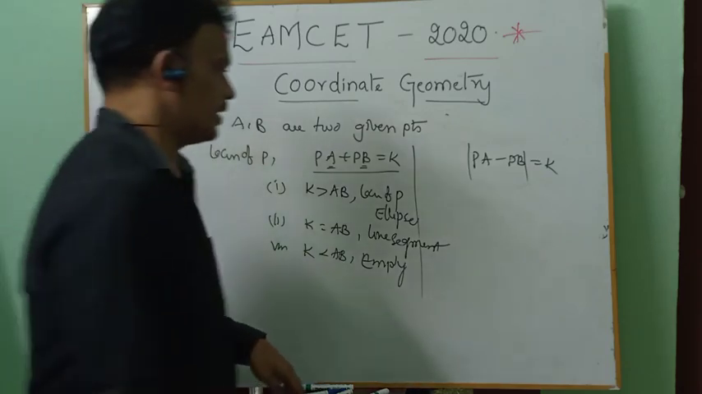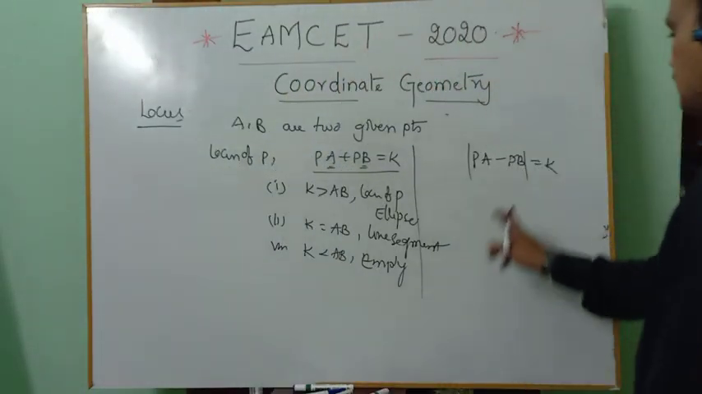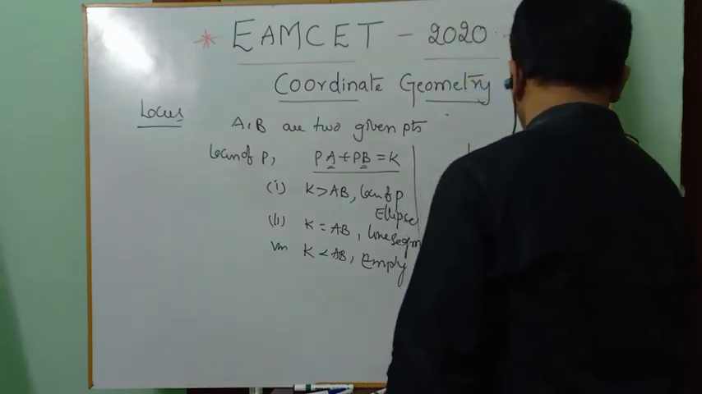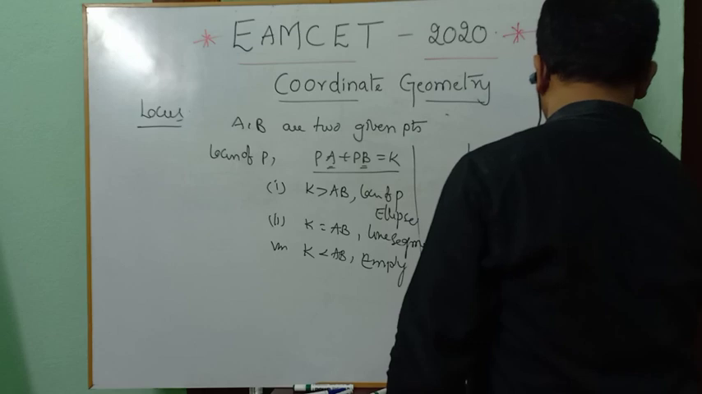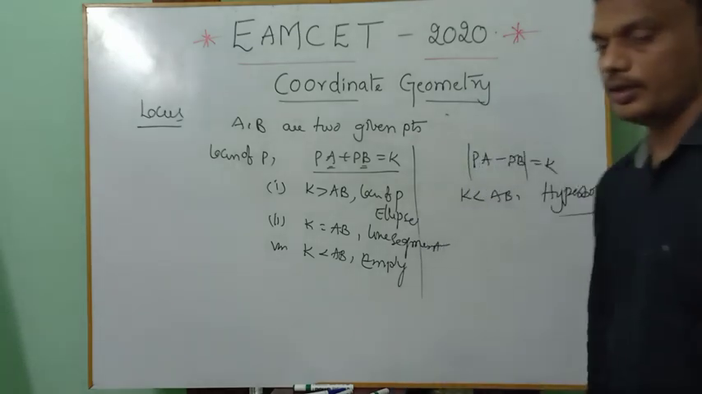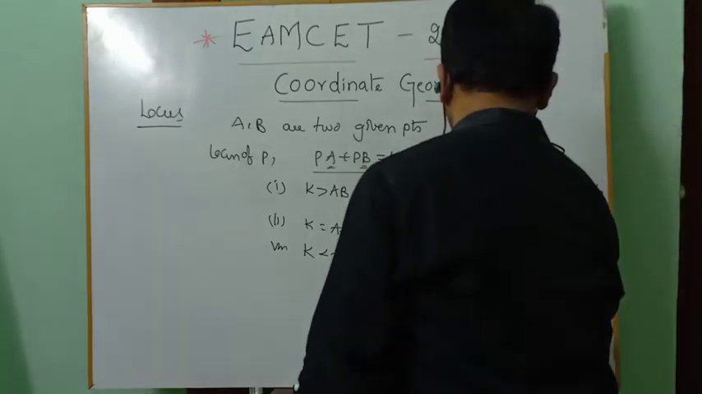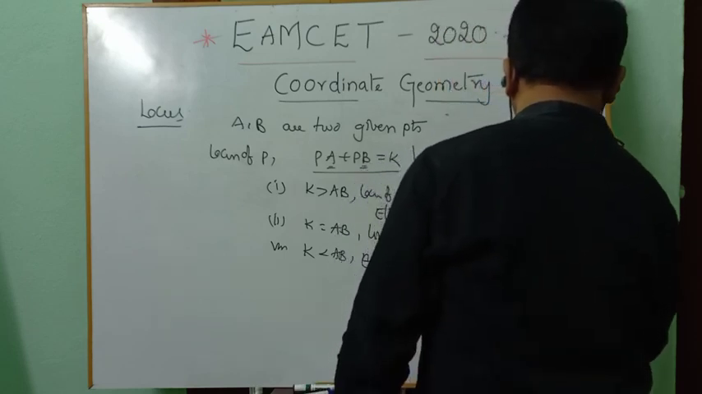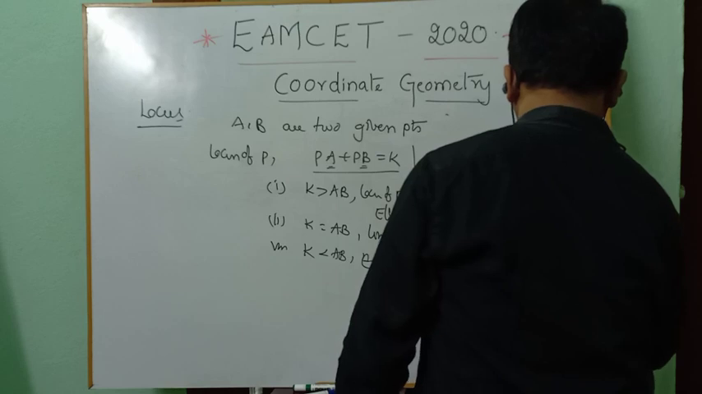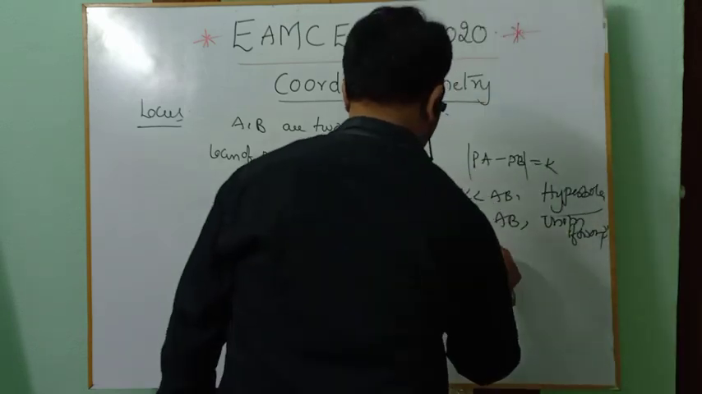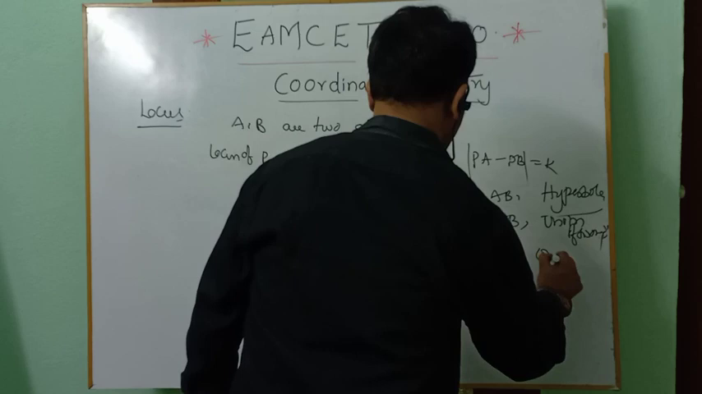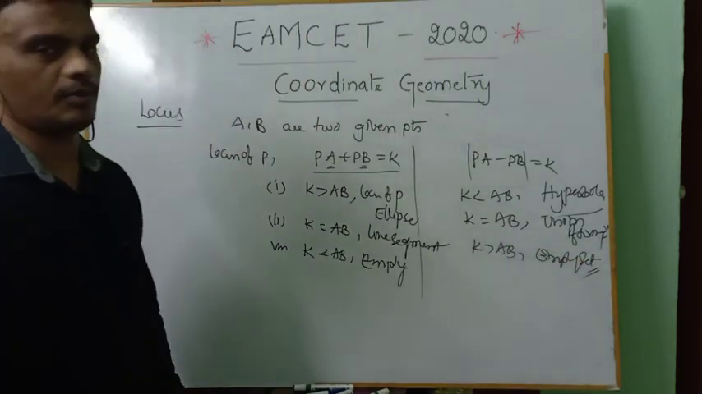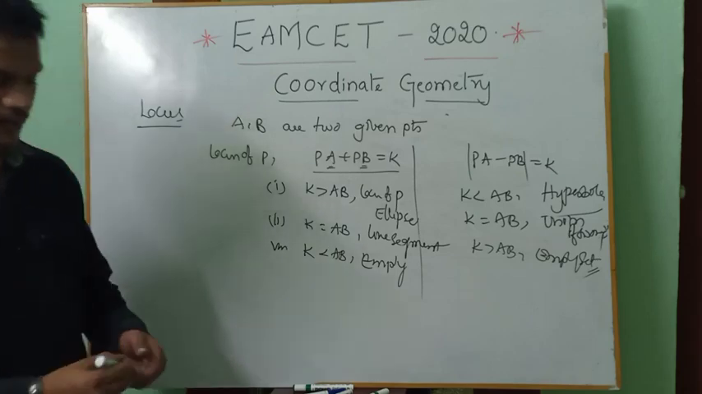Yes, coming to this one. The difference of the two distances is equal to K. Here, if K is less than AB, the locus of P is a hyperbola. If K equals AB, it is the union of two rays. If K is greater than AB, it is an empty set. Like this, you can get the problem. Yes, come on, make a note.